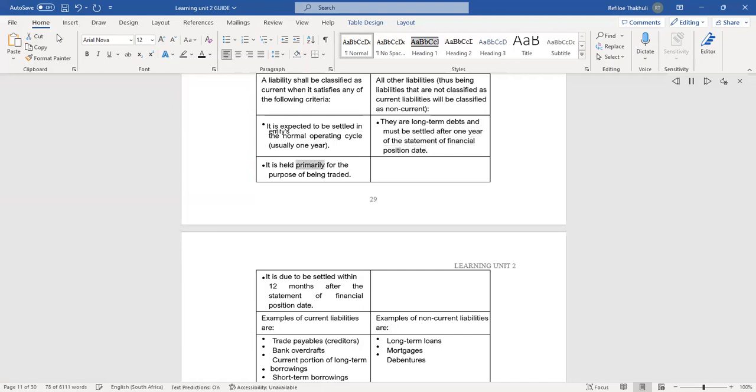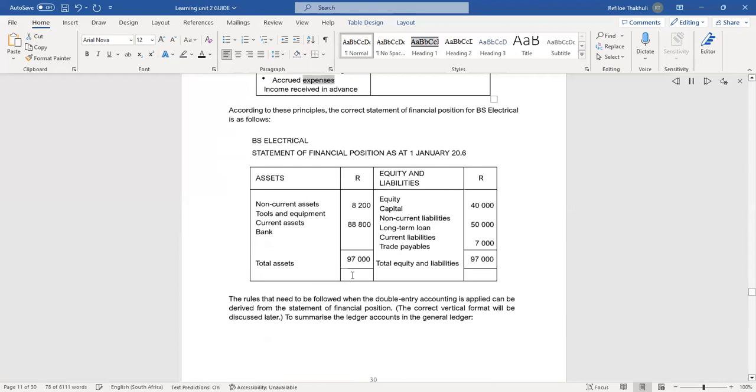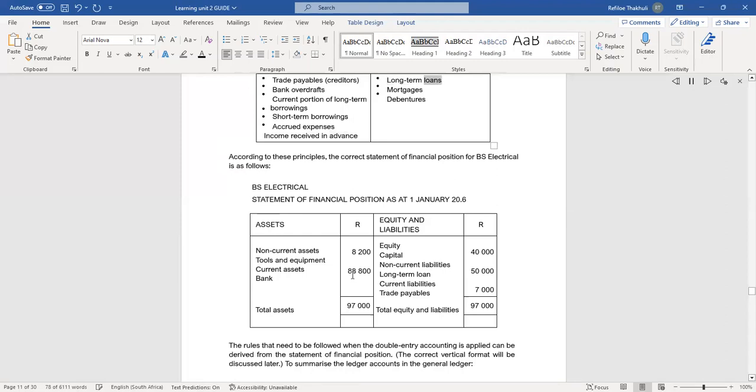It is held primarily for the purpose of being traded. It is due to be settled within 12 months after the statement of financial position date. Examples of current liabilities are trade payables, creditors, bank overdrafts, current portion of long-term borrowings, short-term borrowings, accrued expenses, income received in advance. Examples of non-current liabilities are long-term loans, mortgages, debentures.